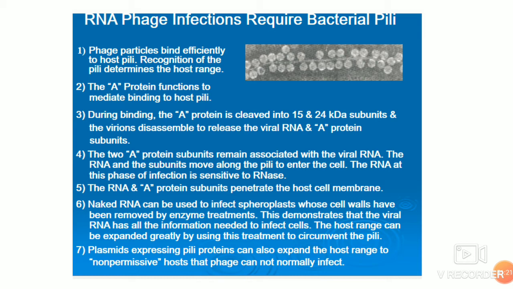The two A protein subunits remain associated with viral RNA. The RNA and the subunits move along the pili and enter the cell. The RNA at this phase of infection is sensitive to RNase. The RNA and the A protein subunit penetrate the host cell membrane. This uncoated or naked RNA can be used to infect spheroplasts whose cell walls have been removed, so that only the RNA is required for the infection to be successful.